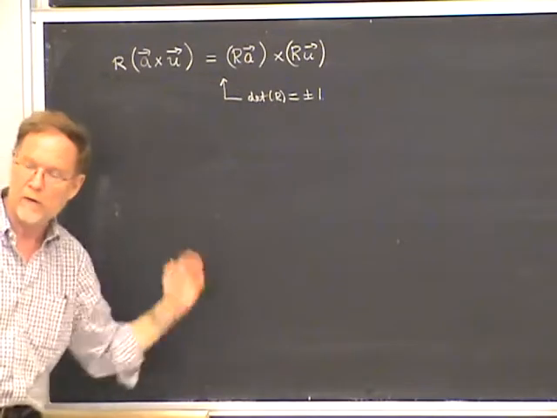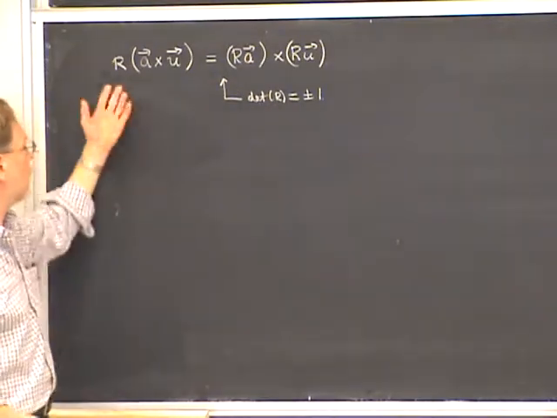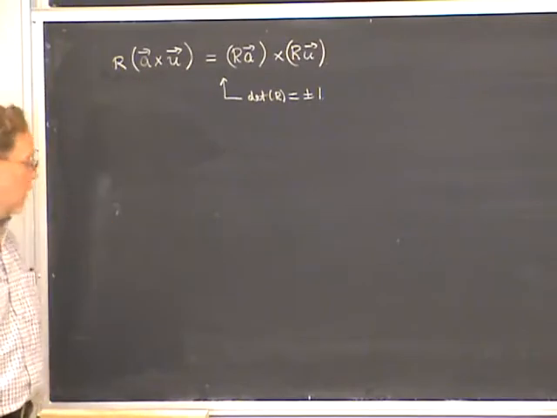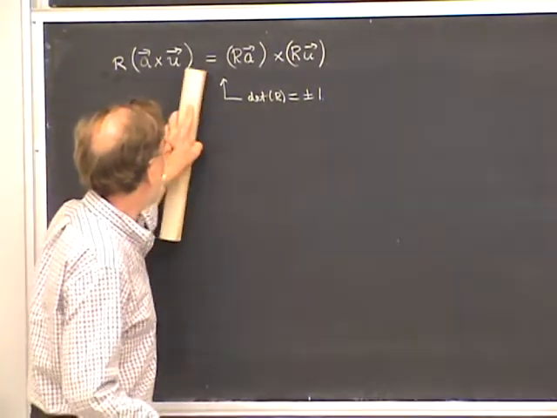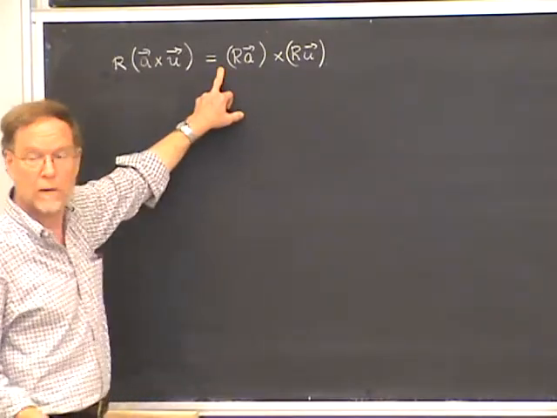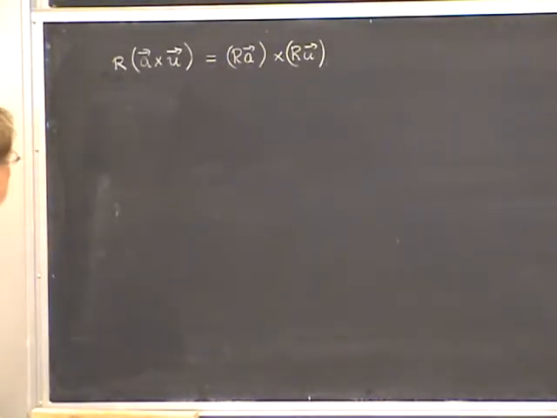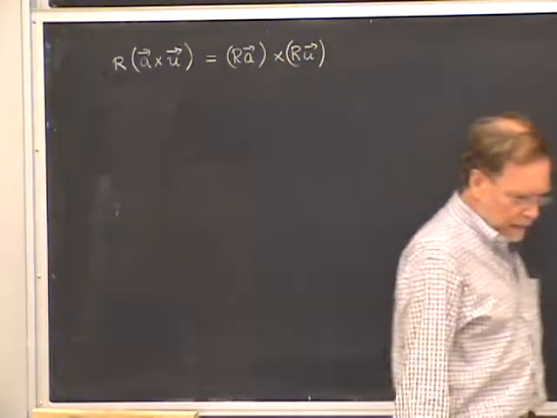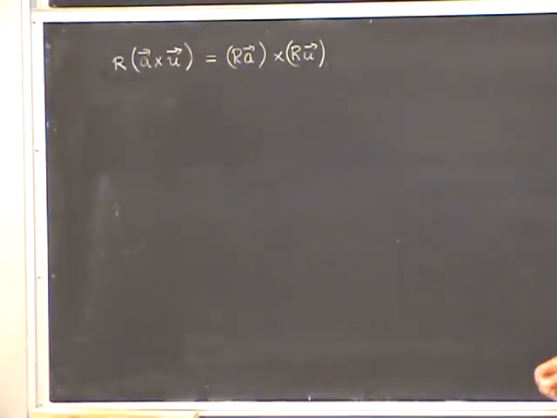They change sign under improper rotations, whereas under ordinary rotations they don't. Well, for now I only want to talk about proper rotations, so I'll leave that sign out and we just have a plus sign on the right-hand side. All right. Now, I want to use this to derive a useful result.